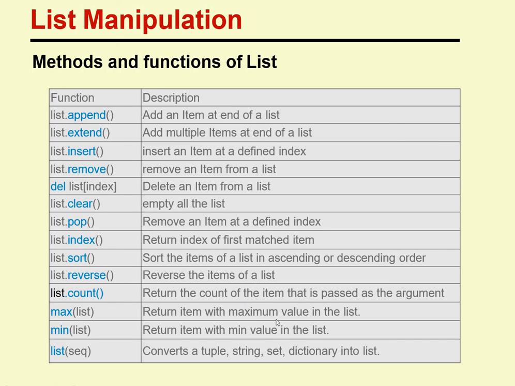Max and min will return the maximum value and the minimum value of the list. List from a sequence, you already know. You can create a list from a tuple or a string or a set or a dictionary. Okay, so now list is completed.